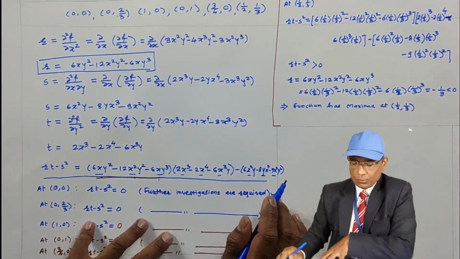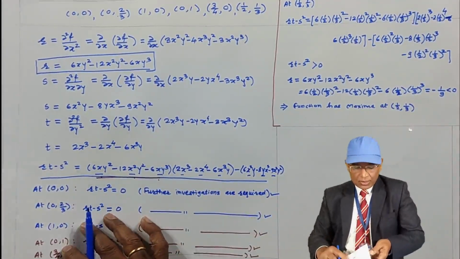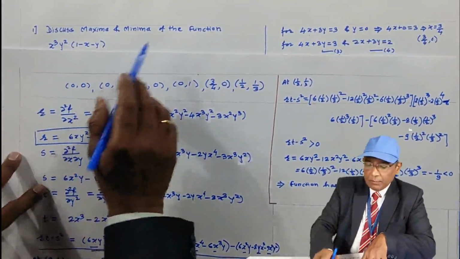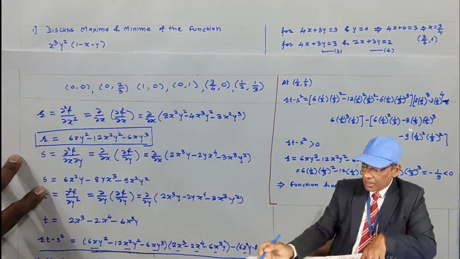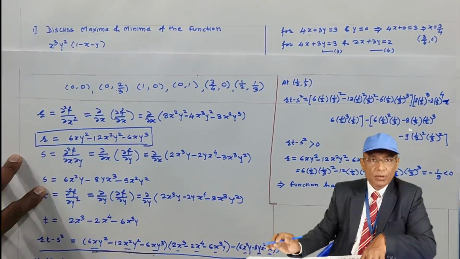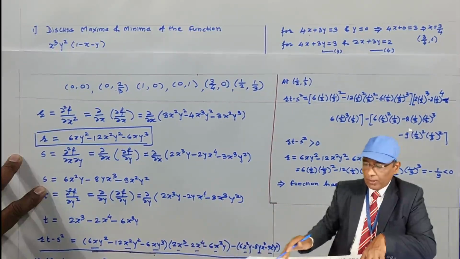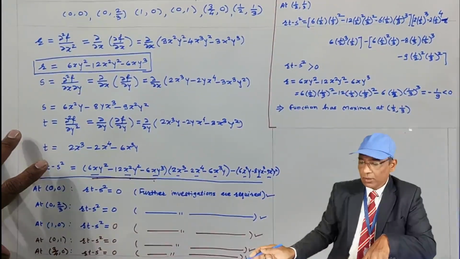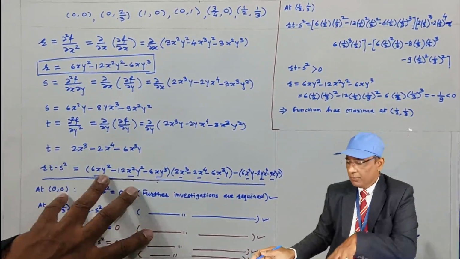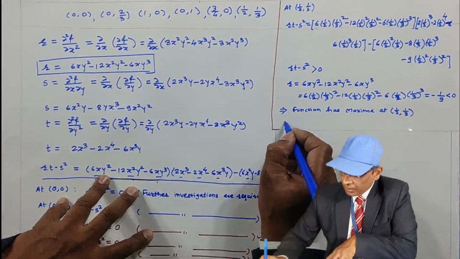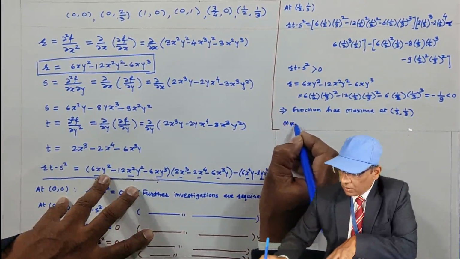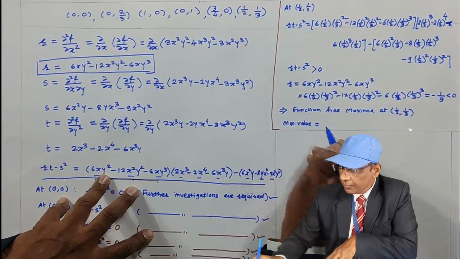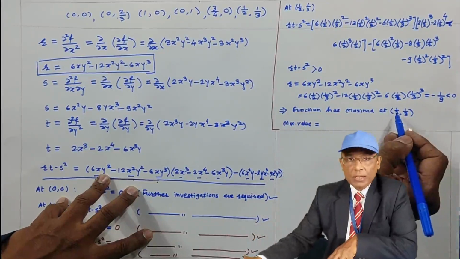In this way we have solved all. What was the question? The question was to discuss maxima and minima of the function. So we have discussed it. It means the function has the maximum value at this point, and for the rest of the points, further investigation is required. But if you want the maximum value, it is not asked here in this problem, where will you get the maximum value? At this point you will get the maximum value.